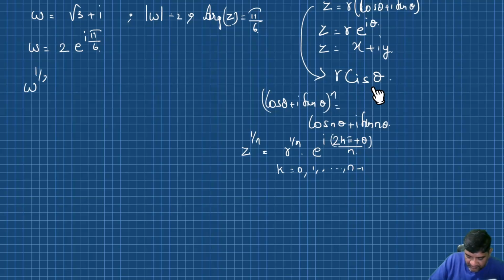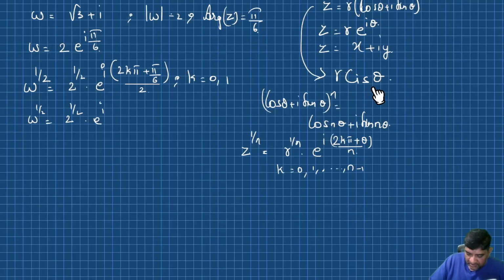w to the power 1 over 2 is going to be equal to 2 to the power 1 over 2 into e to the power of i (2kπ + π/6) divided by 2. So w to the power 1 over 2 is going to be equal to 2 to the power 1 over 2, and here the value for k is going to be 0 and 1, and this is multiplied with e to the power of i (kπ + π/12).